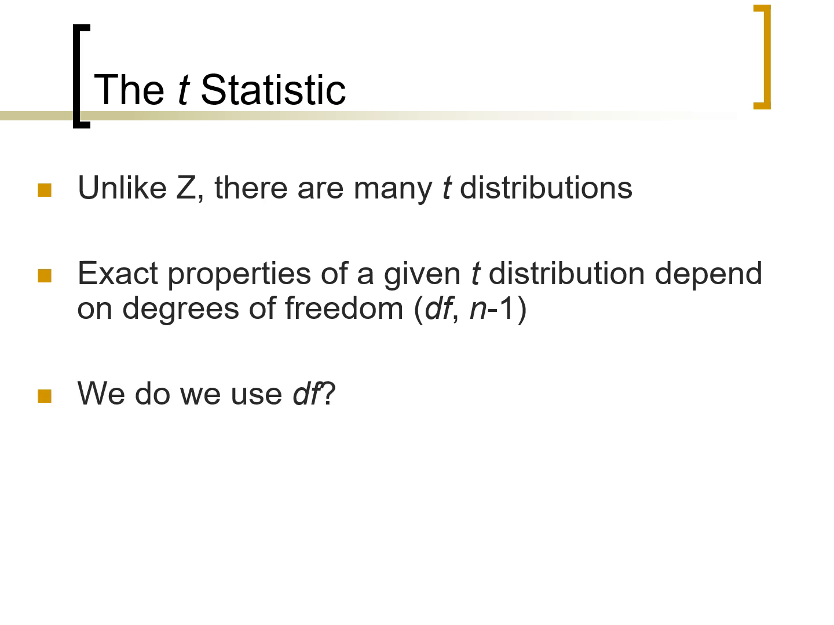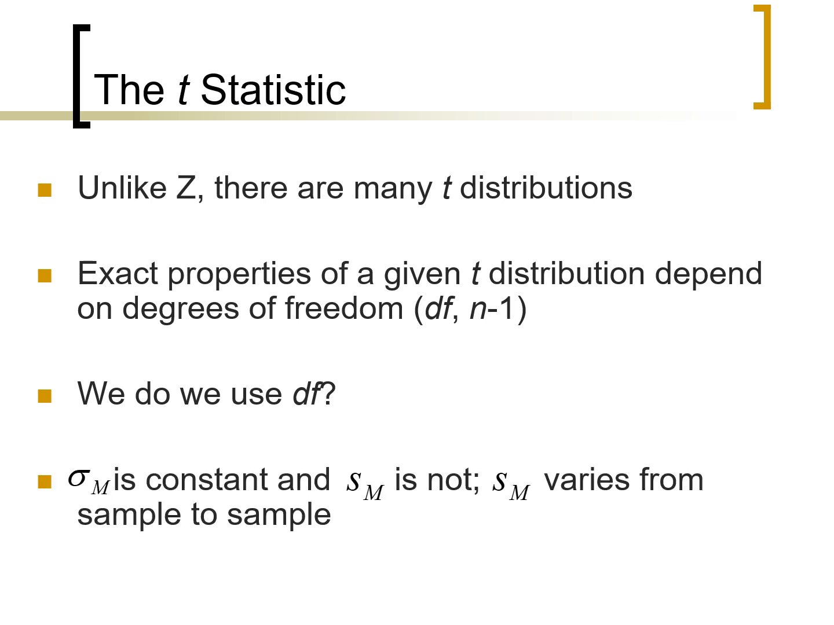So why do we use degrees of freedom? Well, it's because when we do that estimation, we lose a degree of freedom. So the other ones have to be set because we're just taking one value and estimating it. So in this case, the standard error for our Z distribution is constant, but the estimated standard error is not. Estimated standard error can vary from sample to sample, which we'll be able to see in the next slide visually.